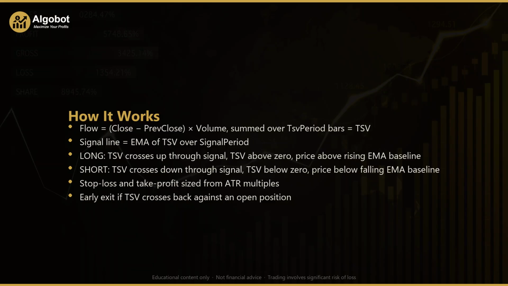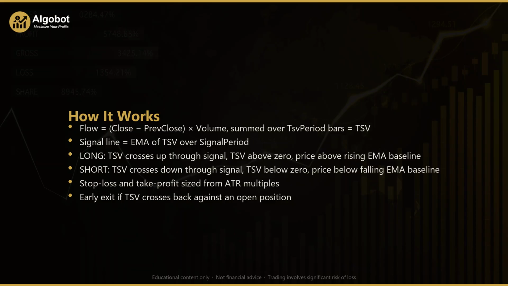Next, the EA smooths TSV with an exponential moving average over the signal period, which defaults to 7 bars. This is the signal line, and the crossover between TSV and this line is the core event. Alongside this, the strategy tracks an exponential moving average of price over the trend period, defaulting to 60 bars, and measures its slope over the last 3 bars to judge the regime.